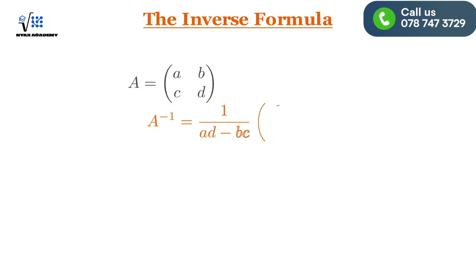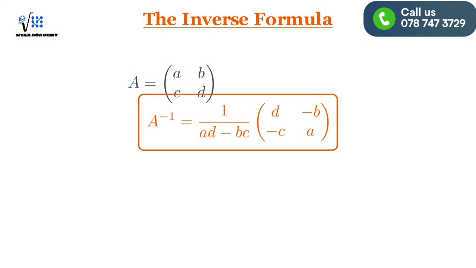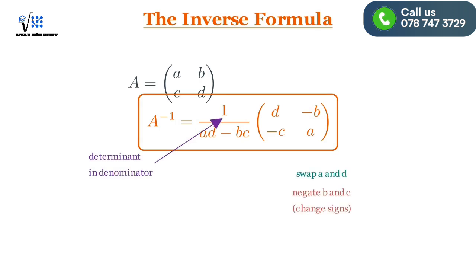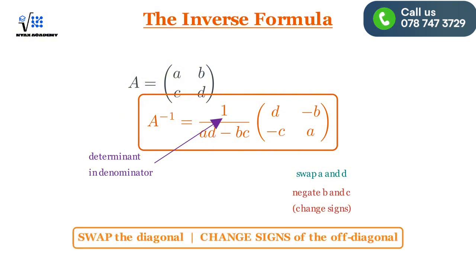Let's look at finding the inverse of a matrix. We are given a matrix with elements A, B, C, and D, and the formula for its inverse is given as 1 over AD minus BC, which is just the determinant, multiplying the matrix we were given, but we've swapped the elements on the main diagonal, and the elements not on the main diagonal have now attached negative signs.